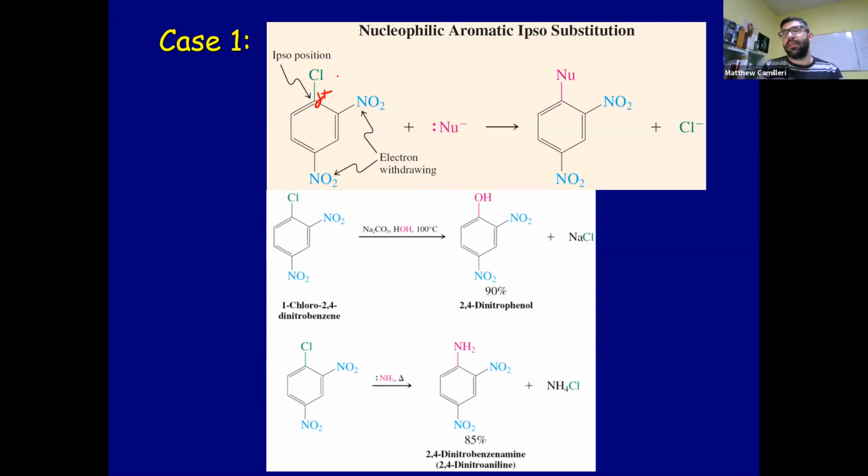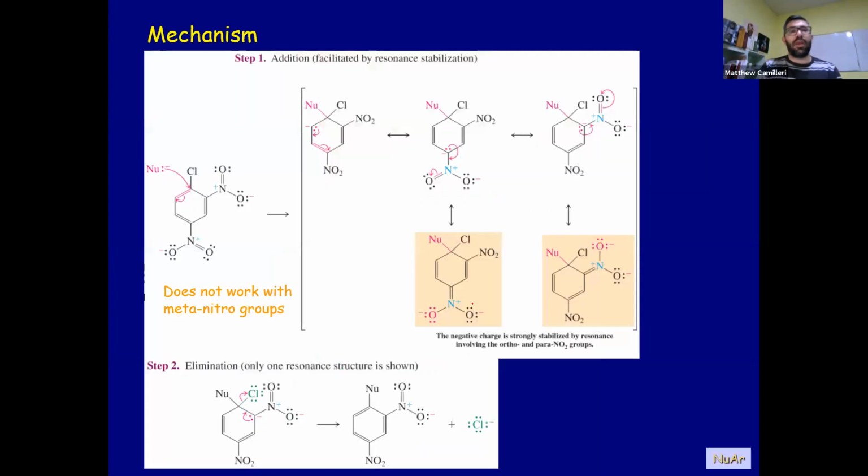You can either add the phenol, so make ROH, or you can add an amine to make phenylamine. Both will work, and both will work exceptionally well. Okay, so keep it in mind and try to do the reactions. This is the mechanism. As I said, you need to be transferring the charge onto the nitro groups, okay? If you have a meta-nitro group, there is no proper stabilization, so you can't really do it.